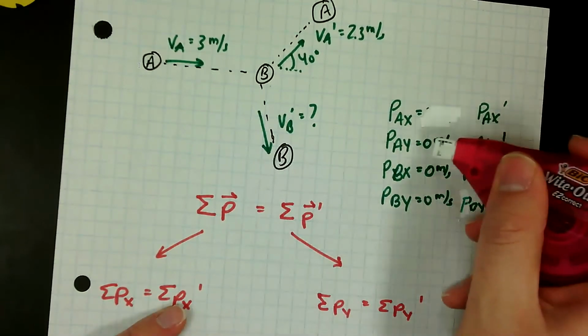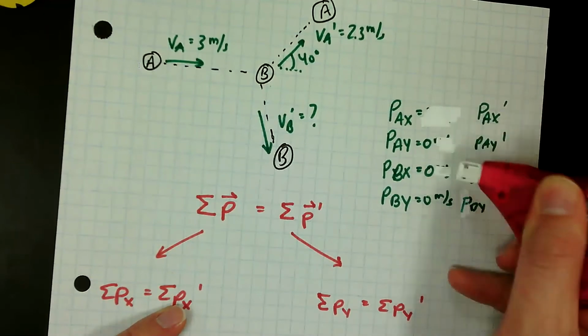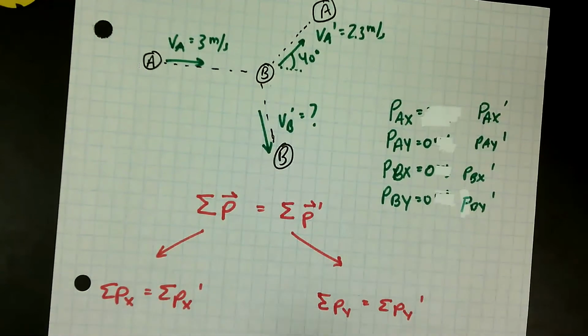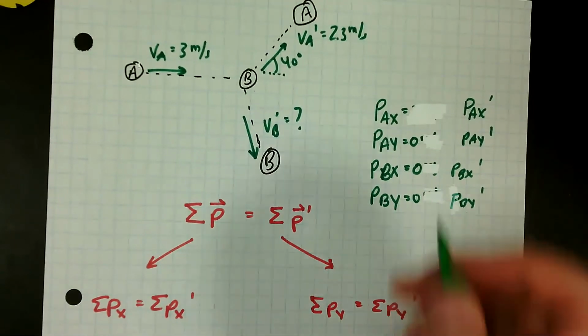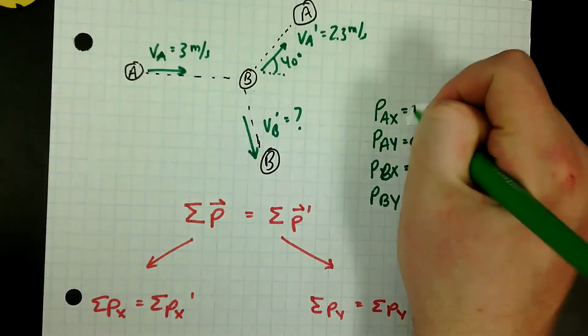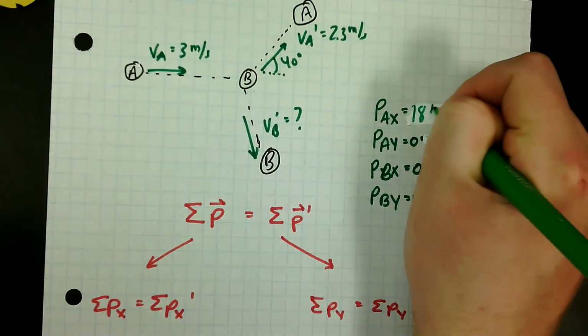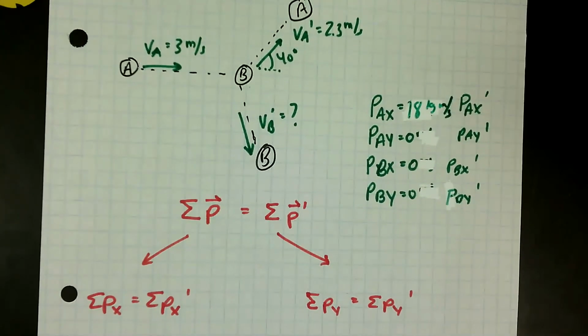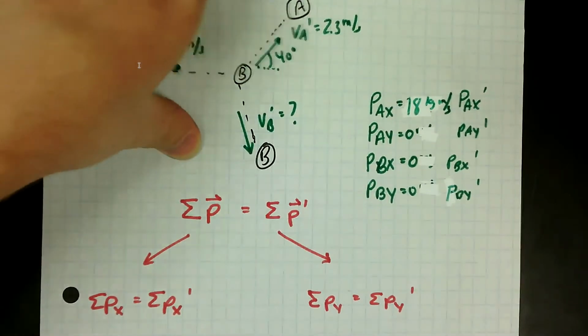Leo, you know what it is? Should be 18, right? Because we got to do MV, right? So the V is 3, momentum is MV, so if the mass is 6, the velocity is 3, so this is going to be 18 kilogram meter per second is going to be the PAX. All right.